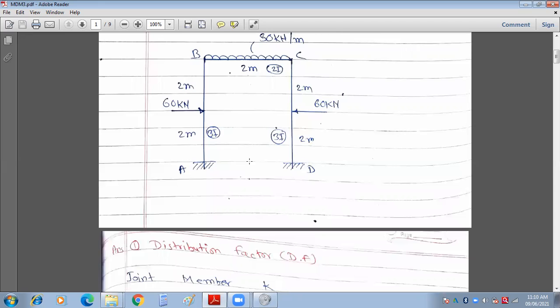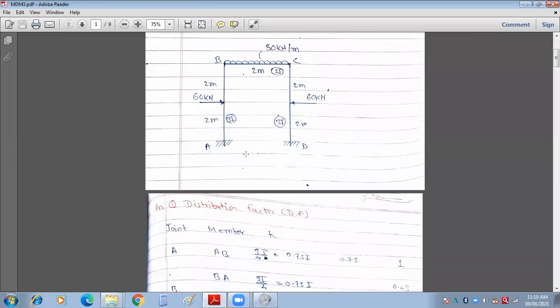Now as we know, our first step is to find out the distribution factor. Let us consider the joint A. There is only one member connected, AB. For AB, the B end is the far end and it is continuous, therefore the stiffness will be I by L. Here I value is thrice I, therefore 3I by L, with L being 4 meter, so 3I by 4. The value is 0.75 I. The summation of K will be 0.75 and the distribution factor will be 1.